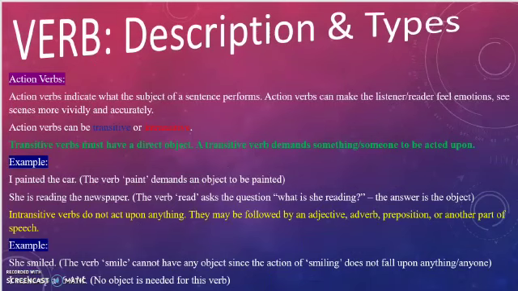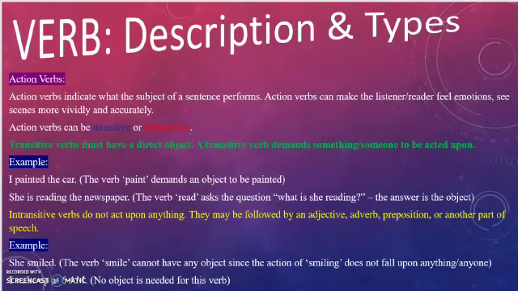Action verbs. Action verbs indicate what the subject of a sentence performs. Action verbs can make the listener or the reader feel emotions, and see scenes more vividly and more accurately. Action verbs can be transitive or intransitive. Now, transitive verbs must have a direct object. A transitive verb demands something or someone to be acted upon. For example, I painted the car. The verb paint demands an object to be painted.